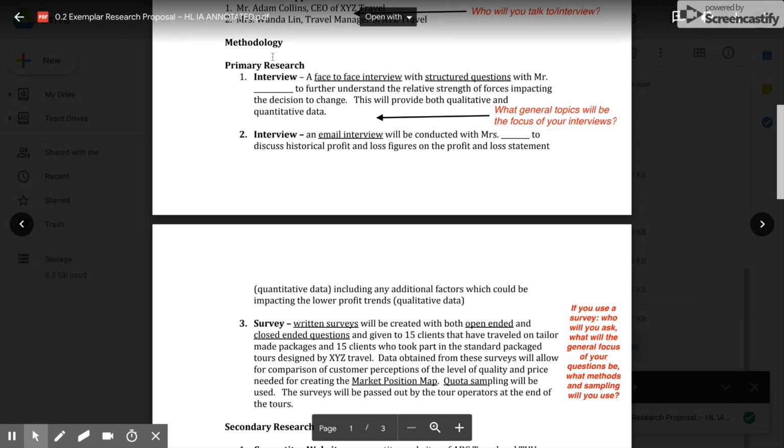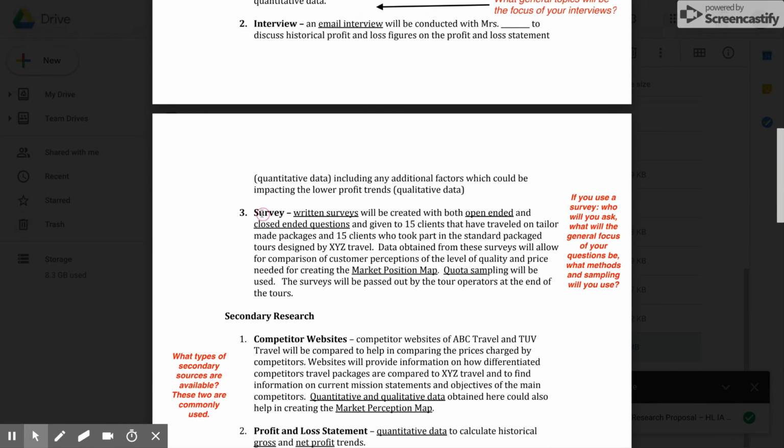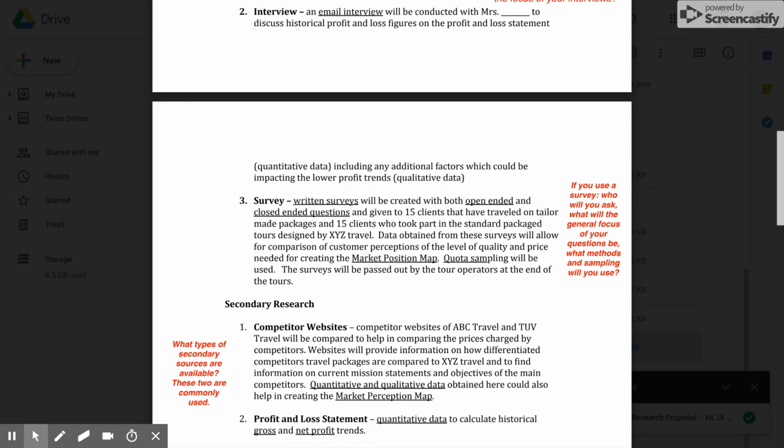Moving on to methodology, or how you're going to do your IA and gather information, we have primary and secondary research. Primary research: in-person interviews, email interviews, and surveys. In each case, you should give an indication of the types of questions you'll be asking in each of the interviews or the survey. And with the survey in particular, you should really focus on who you'll ask, what you'll ask, and then how you'll use the data once you get it from them. Sometimes the survey could be employees of that company, and sometimes it could be customers of that company. So you'll need to decide based upon the company's competitive situation once you have your initial conversations.